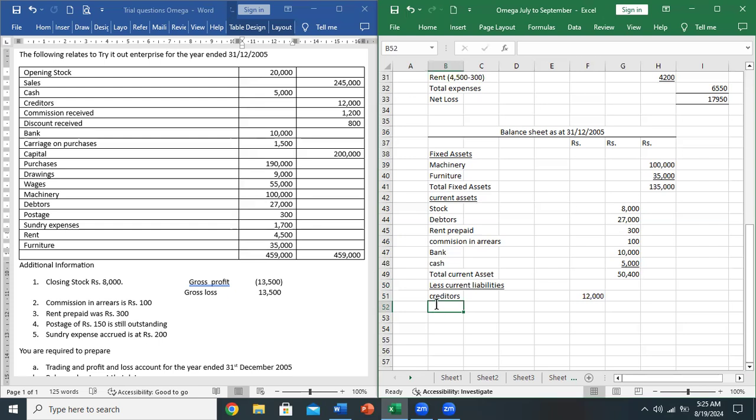So the postage outstanding, as well as the sundry expense accrued. So we bring them here. The postage is 150. The sundry expense is 200. You see that this also satisfies the principle that when you see an expense in arrears or outstanding, you add, and in the balance sheet is a current liability.